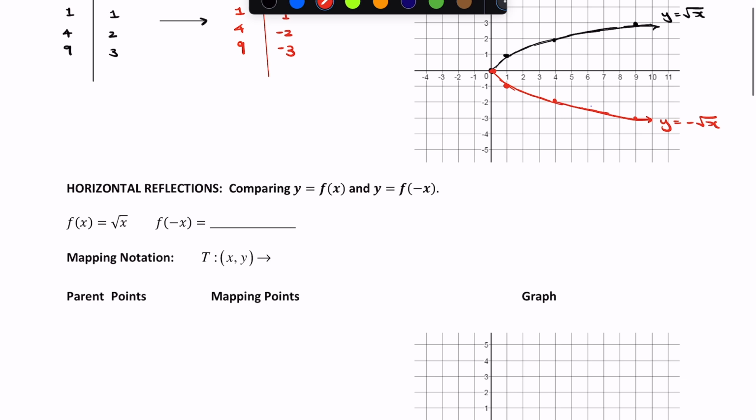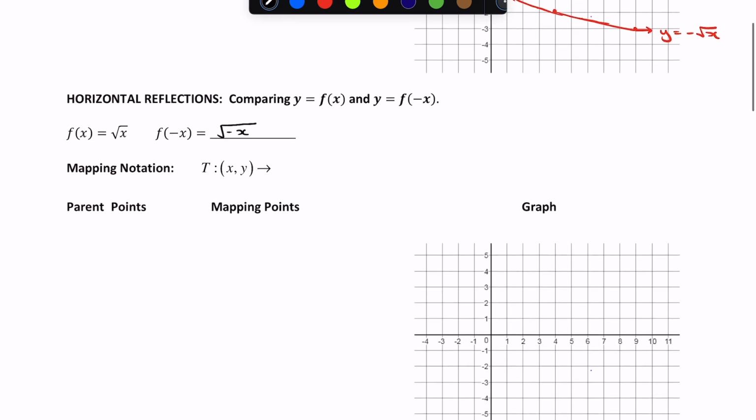So now let's look at a horizontal reflection. If we look at our original function of y is equal to f of x, when we transform the function with the horizontal reflection, we write it as y is equal to f of negative x. So this time it's inside the function. So f of x is equal to square root x, our parent function. Our transformed function would be written as f of negative x, which we'd write as square root negative x. So the negative is now inside the function, inside this square root.